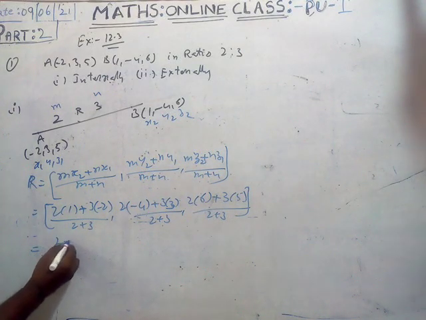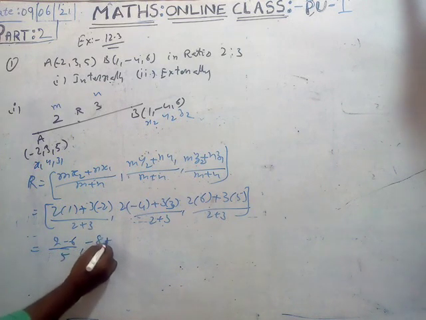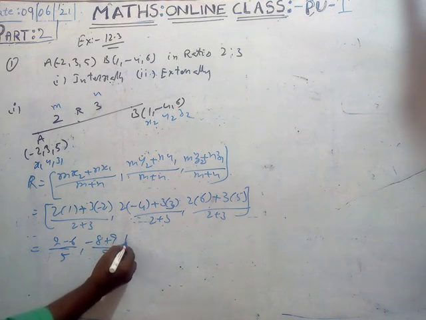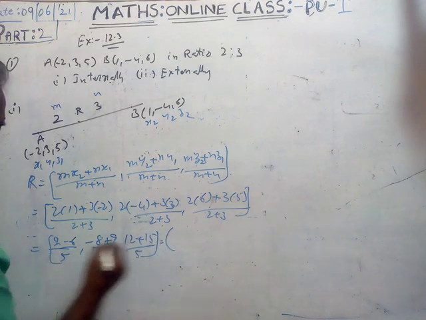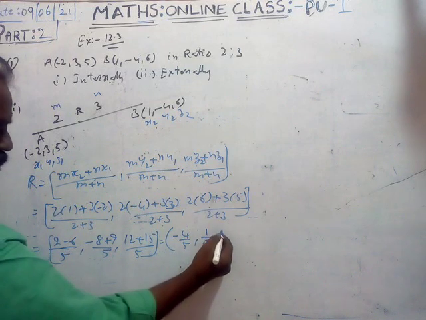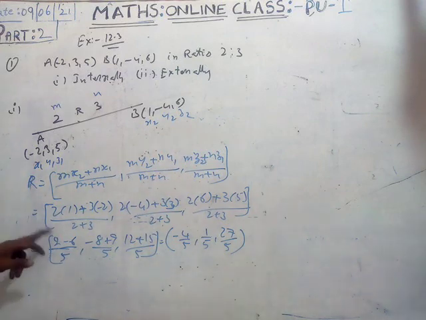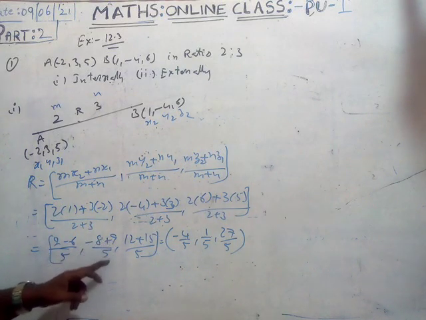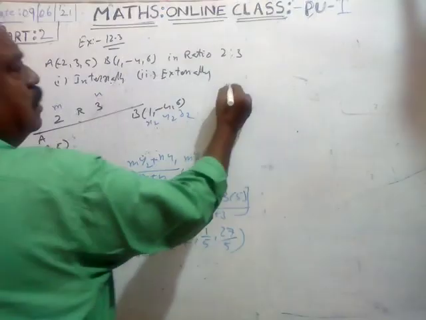Now this is 2 minus 6, correct? 2 minus 6 by 5, minus 8 plus 9 by 5, 12 plus 15 by 5, correct? It is minus 4 by 5, 1 by 5, 27 by 5. Okay, is it clear? Minus 4 by 5, 1 by 5 and 27 by 5.